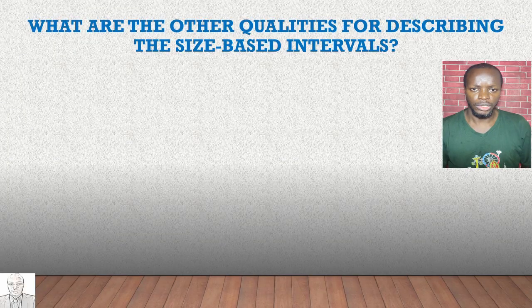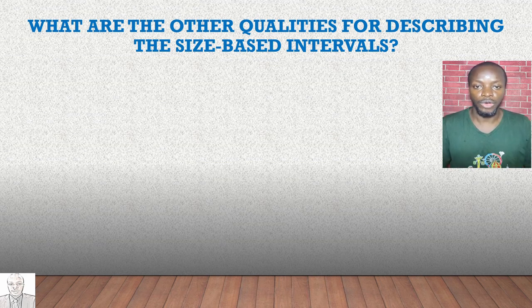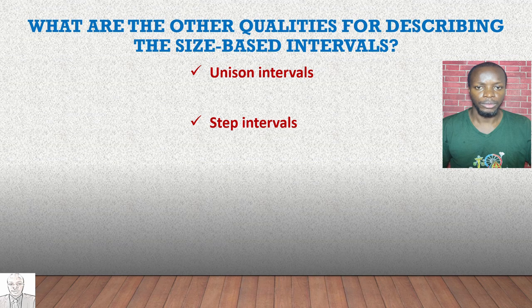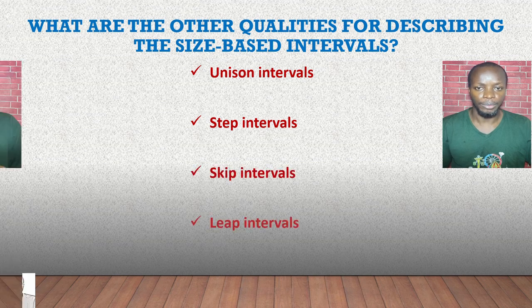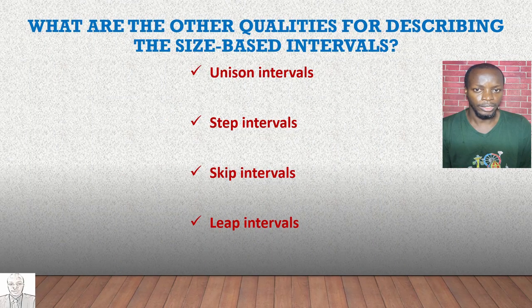What are the other qualities for describing the size-based interval? Apart from the fact that we can use the second, the third, fourth, fifth, octave to describe the size-based intervals, we can also use other qualities like unison, step, skip, and leap. One important thing here is that this kind of quality for the size-based interval is usually used to describe the melodic intervals, right? It's used for the melodic intervals in most cases.